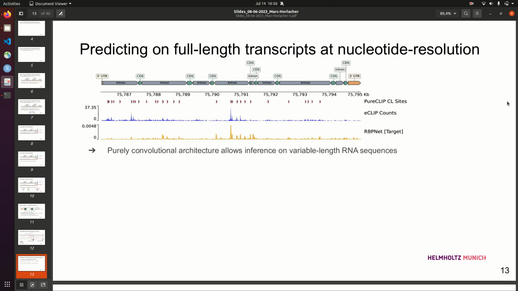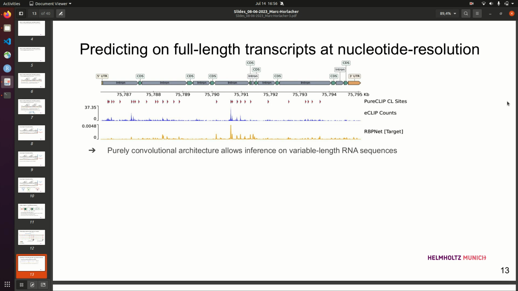So one nice aspect of our model, which we termed RBP-Net, is that since it's purely convolutional, it can basically operate on sequences of arbitrary length. That means that we can, at inference time, input whole transcripts up to tens or even hundreds of thousands of positions and obtain a prediction for the transcript in a single forward pass. So here's just an example. In blue, the true counts, and in yellow, the predicted distribution.